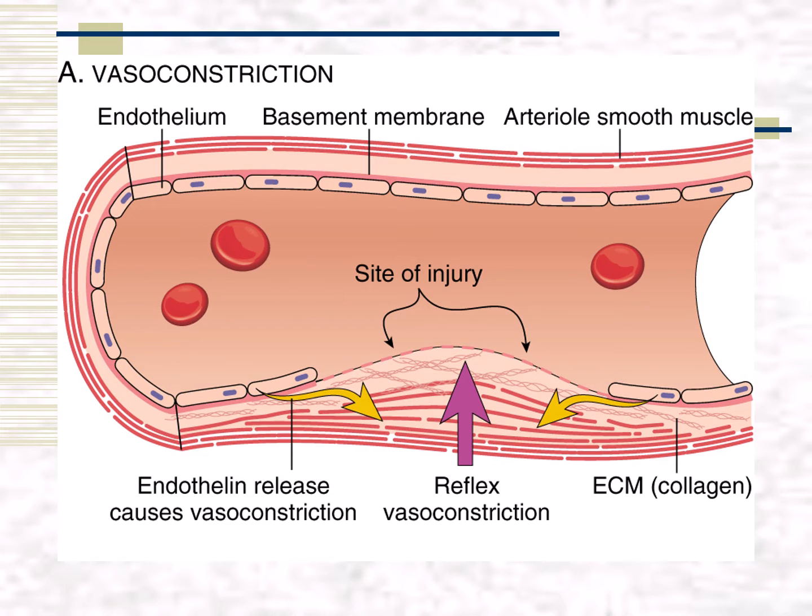See in this slide the structure of the blood vessels. During an injury, as a form of reflex, the blood vessels undergo constriction. So that is again to prevent bleeding. And since there is damage to the endothelial cells, the cells that line the surface of blood vessels, it will release the substance called endothelin. And this is the one that triggers vasoconstriction.